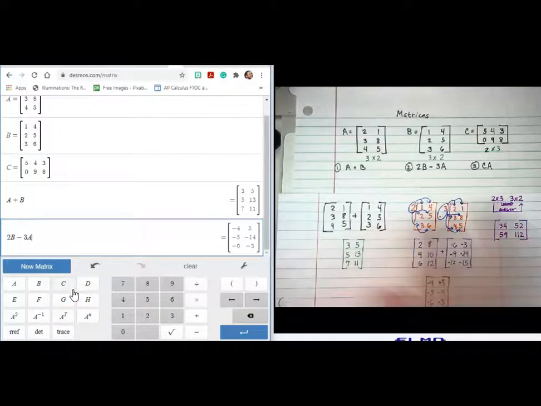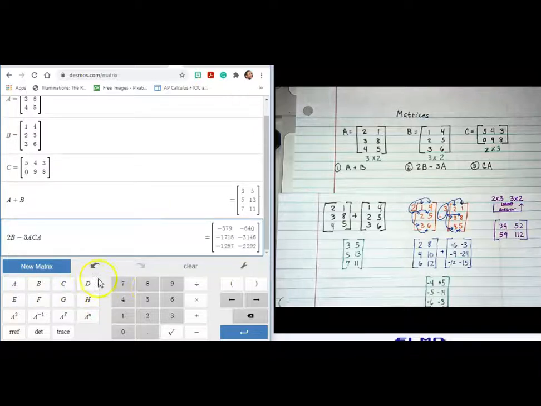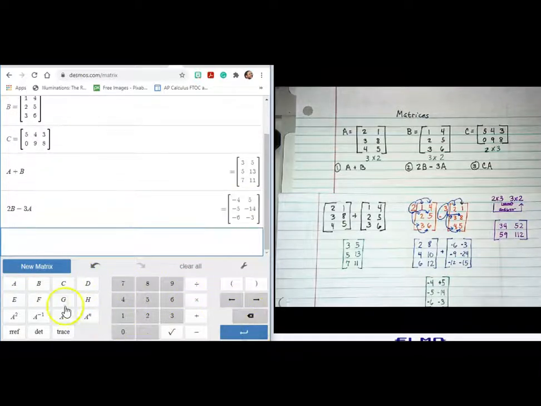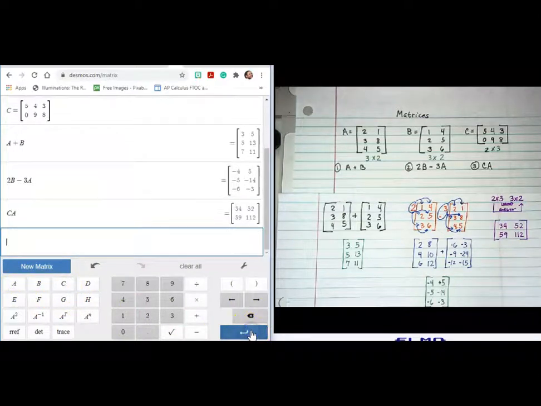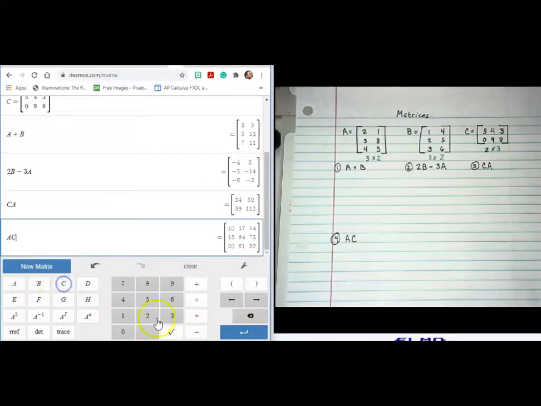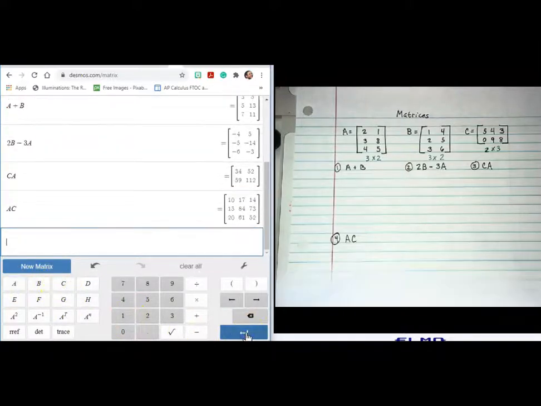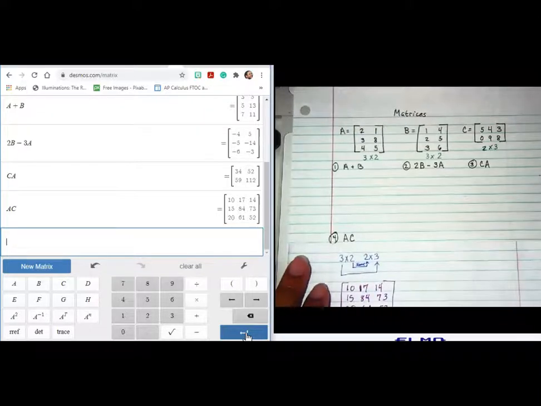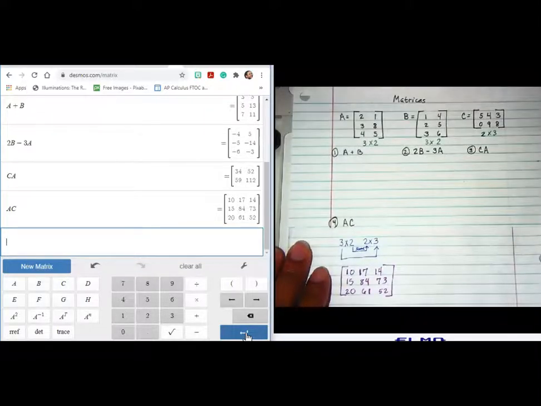And then when it came time for 3 and 4, all you had to do was do C and A this time. I didn't hit enter, sorry. So hit enter there, make sure that goes. Then CA, enter. And it gave us what we had there. And then our last one, you can do AC. And that gave us that right there.